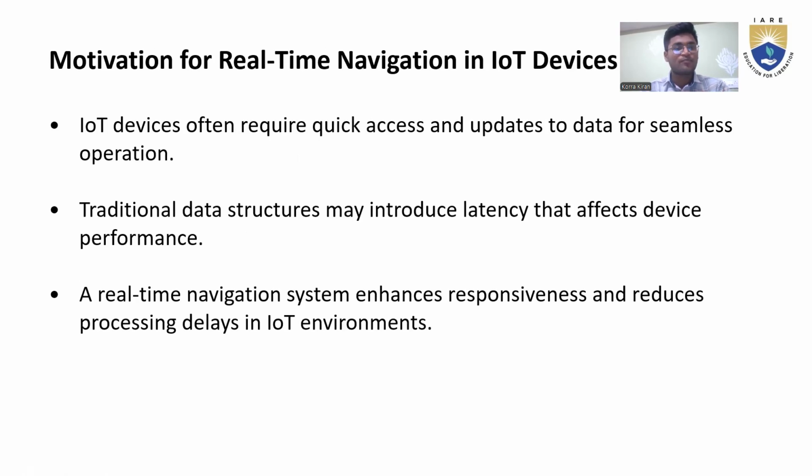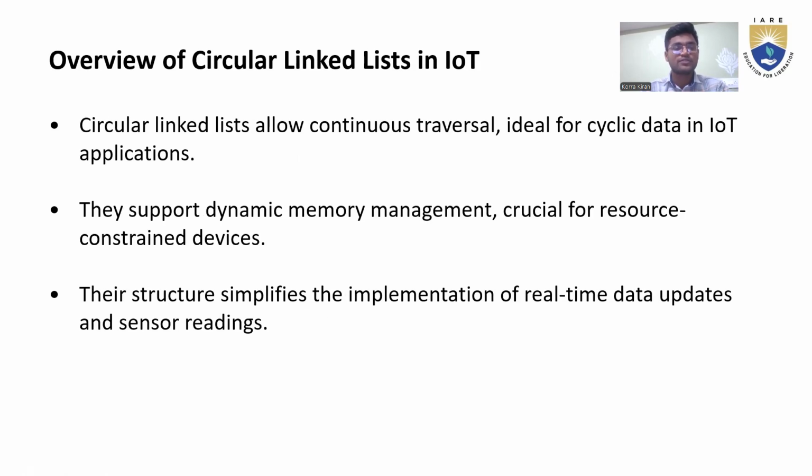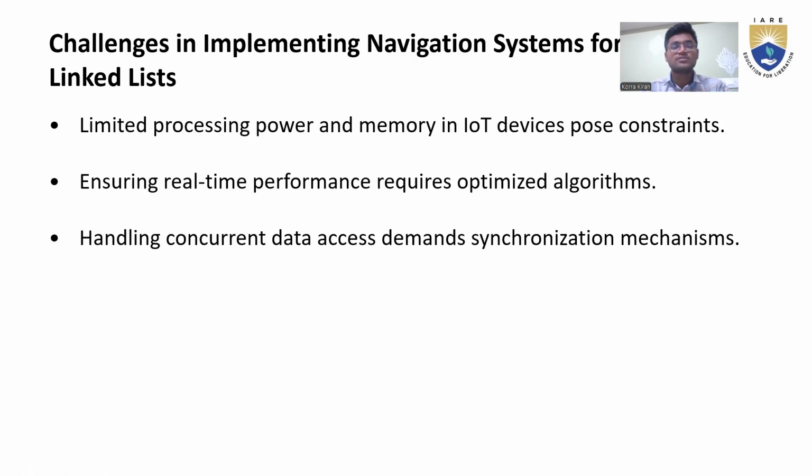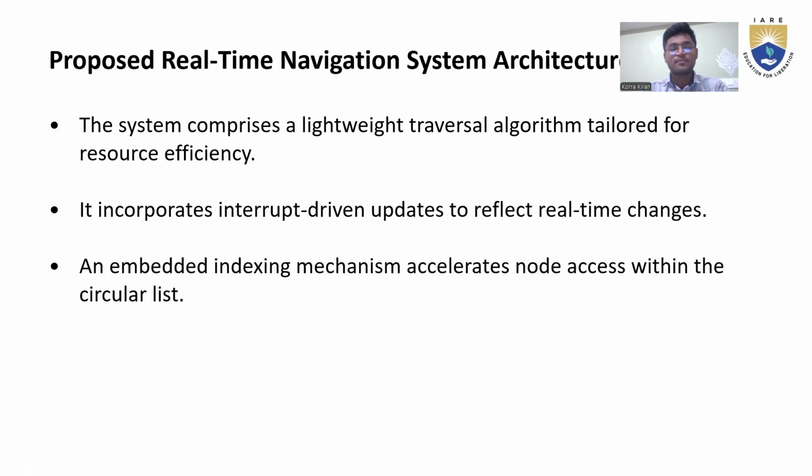This was the introduction. The motivation for real-time navigation of IoT is that it can update the information through quick access according to the situation. This was one of the motivations. And the overview of this IoT is that the main application is ideal for cyclic data, and it is mainly used for memory management, using the memory at the same time which we need for the resources. And for challenges, one main challenge is real-time performance, because by observing the algorithm step by step only can we see the real time.